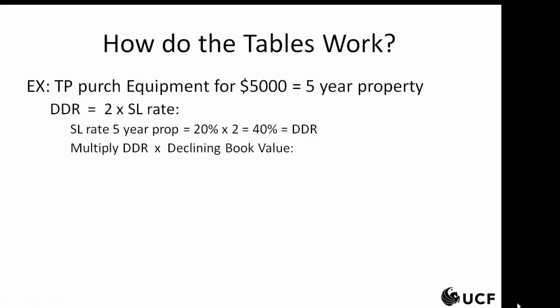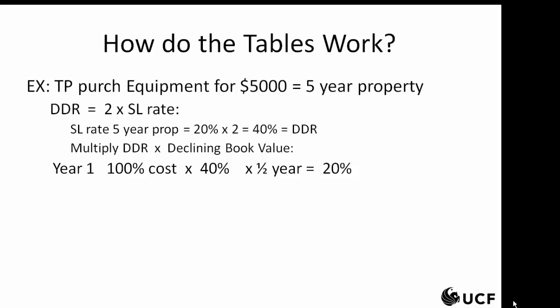In double declining balance depreciation, we then take that double declining rate and we multiply it times the declining book value. That's why it's called double, for double the declining rate, times the declining book value. So essentially, here's the way it looks.